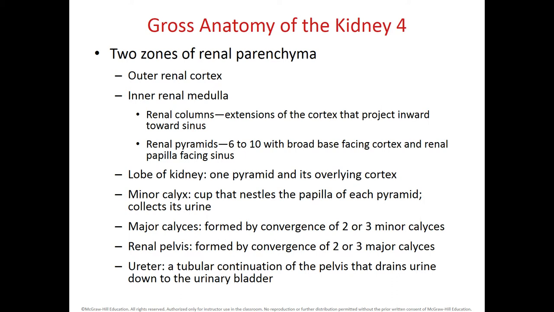Now, the lobe of the kidney is the functional structure of the entire kidney, where you have one pyramid and its overlying cortex. Next to the hilum, we have the minor calyces that nestle the papilla of each pyramid, and within these minor calyces, we collect the urine. Two to three minor calyces merge to form major calyces, and then two to three major calyces merge to form the renal pelvis. The renal pelvis drains the urine into the ureter, which is the continuation of the renal pelvis. This ureter brings the urine from the kidneys into the urinary bladder.